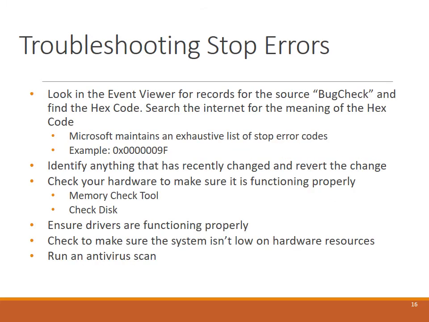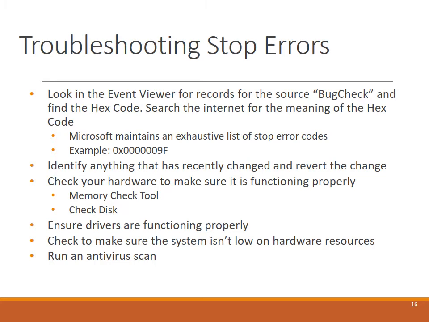So let's talk about what to do in the event you run into a stop error. First thing to do, go ahead and look in the event viewer for records containing the source BugCheck, and then you're going to find that hex code we talked about earlier. You're going to want to take that hex code and put it right into Google. So search the internet for the meaning of the hex code.